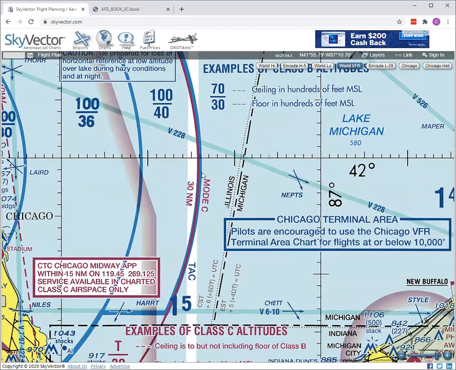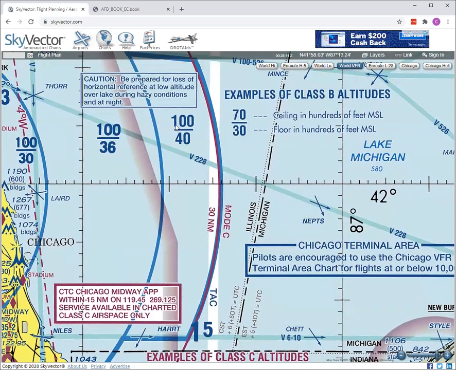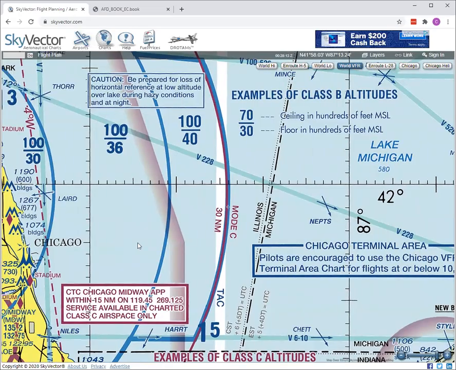And here we can see this solid magenta line bordering that 30 miles out. That's going to be your Mode C veil. So anything inside of that, they want you on a transponder so that they can see where you're at. And that goes all the way down to the surface. So that doesn't start at this elevation. That starts at the surface.